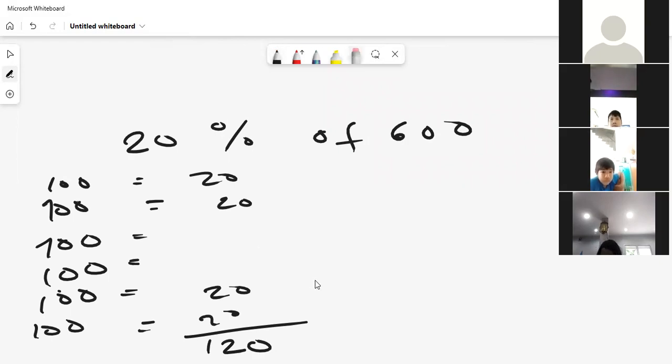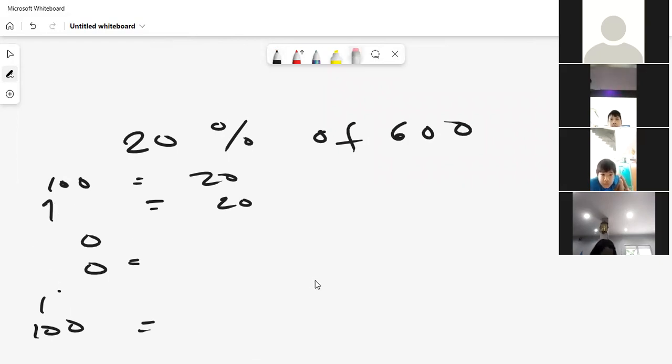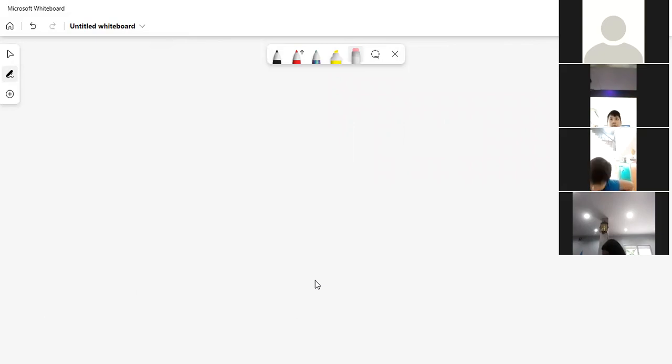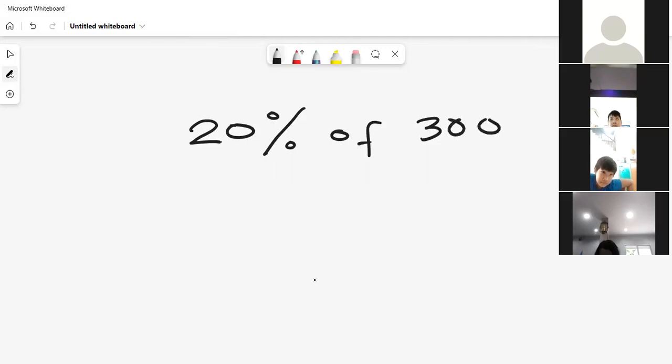So we will have a short technique. I will teach you the short technique. Very easy technique. Now what is the 20% of 300? Now, example number 7. There are 300 children, 20% of them are boys. Find the number of the boys.